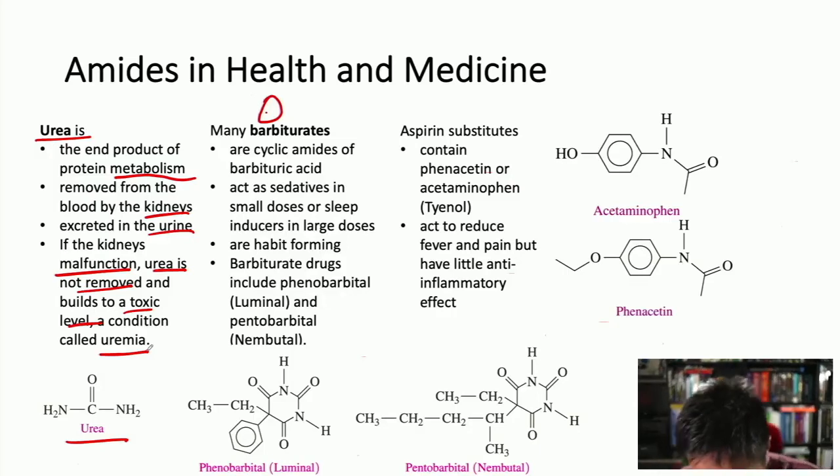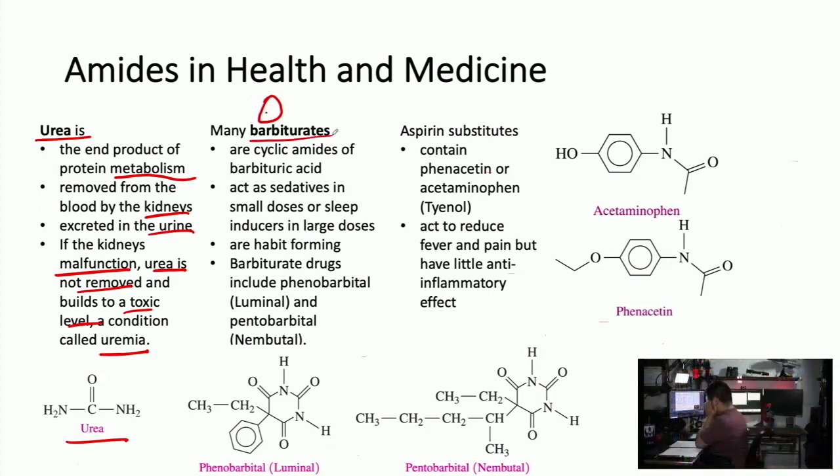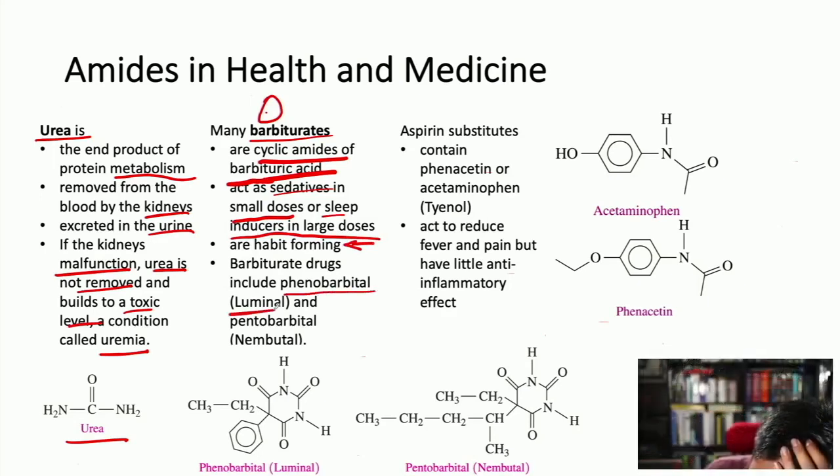More interestingly though, there are these things called barbiturates. They're drugs that people take recreationally, I think. These are cyclic amides of barbituric acid. They act as sedatives in small doses, and they're sleep inducers in large doses. They're very habit forming, and a very famous barbiturate is phenobarbital, also known as Luminal.